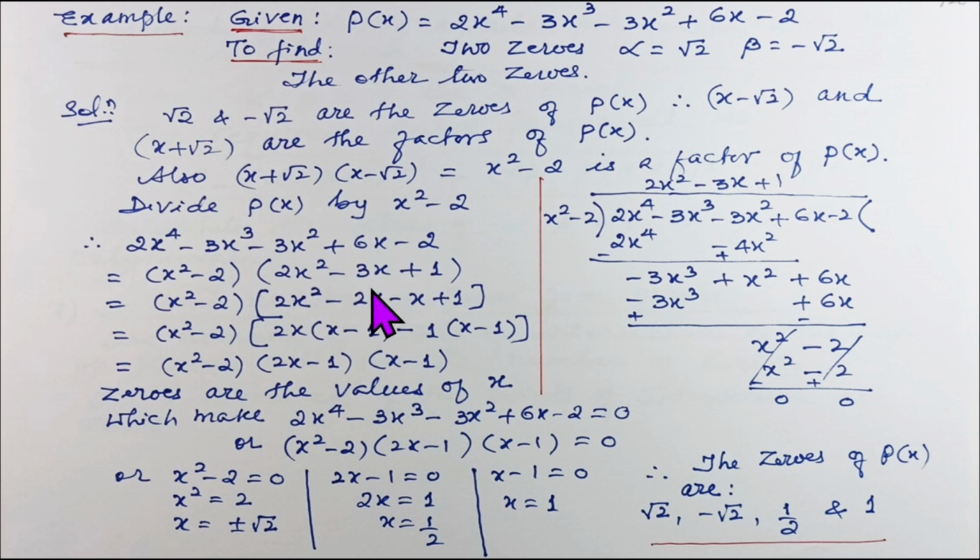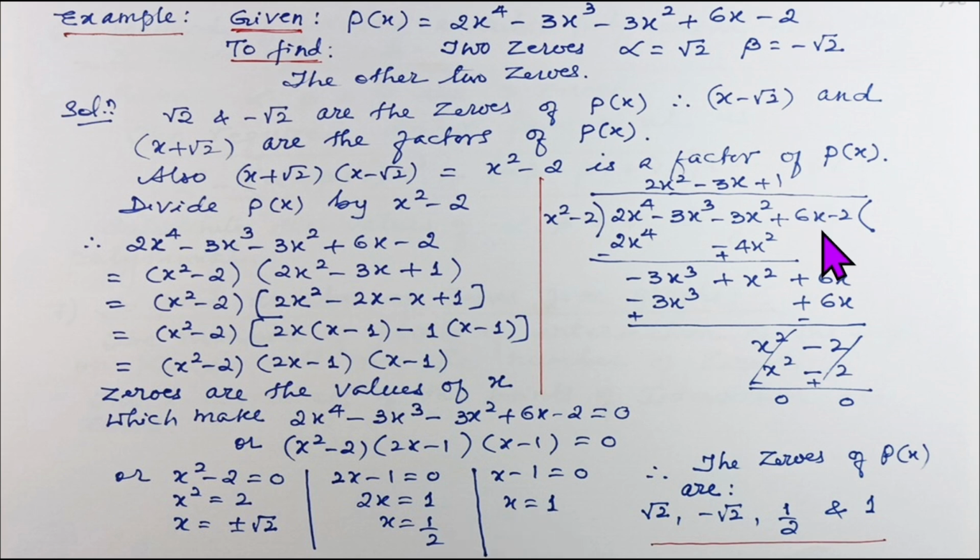Now this is a quadratic polynomial, this is a trinomial. We can go for factorization of this by middle term splitting method, and then separating and pairing them and taking the HCF common, we get two more factors, that is 2x minus 1 and x minus 1. From 2x minus 1 and x minus 1 we get two more zeros, and we have x square minus 2 is equal to 0, that means x is equal to plus minus root 2, 2x minus 1 equal to 0, that is 2x is equal to 1, x is equal to half, and x minus 1 is equal to 0, x is equal to 1, and therefore the two more zeros which were to be found out are x is equal to half and x is equal to 1.